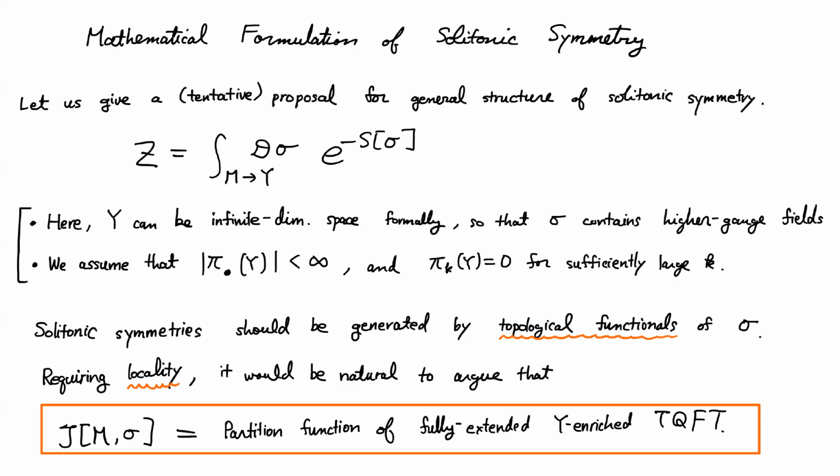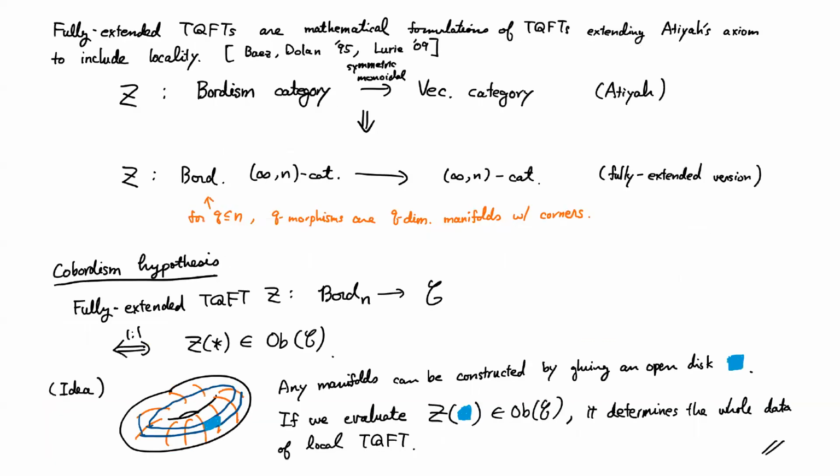And here, maybe many of you, let me explain what this "fully extended" means. These fully extended TQFTs are the mathematical formulation of TQFTs, extending Atiyah's axioms of TQFT to include locality, by Baez-Dolan, and especially nice work by Jacob Lurie. In the original proposal of Atiyah, a topological field theory is regarded as a symmetric monoidal functor from the bordism category to the vector space category.